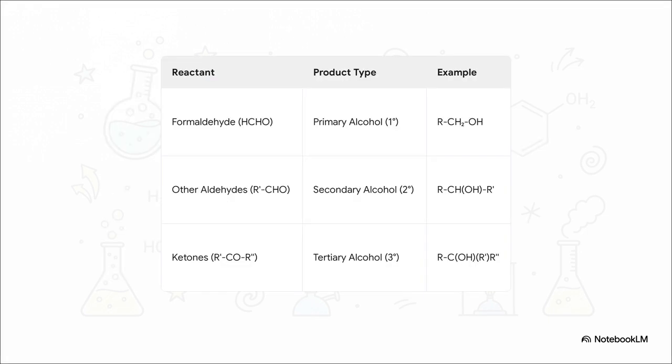And the beautiful thing about this reaction, it's like a recipe. You choose your starting carbonyl, and you know exactly what kind of alcohol you're going to get. You want a primary alcohol? Use formaldehyde. Any other aldehyde will give you a secondary one. And a ketone? Bam! That gets you a tertiary alcohol. It's so predictable and so powerful.